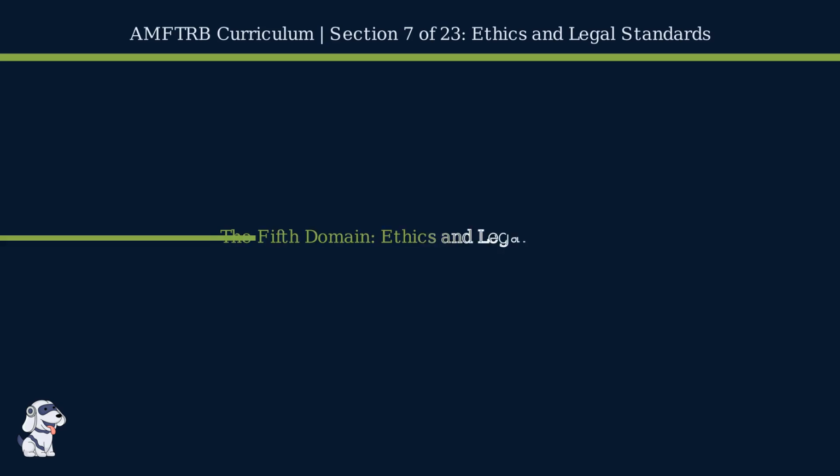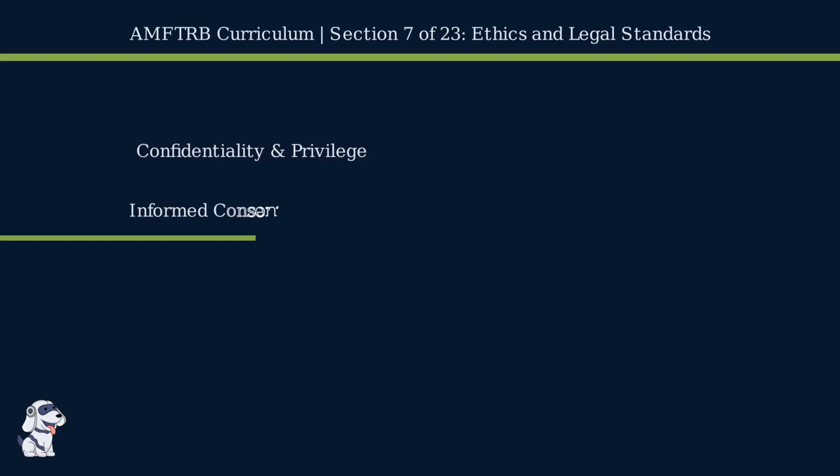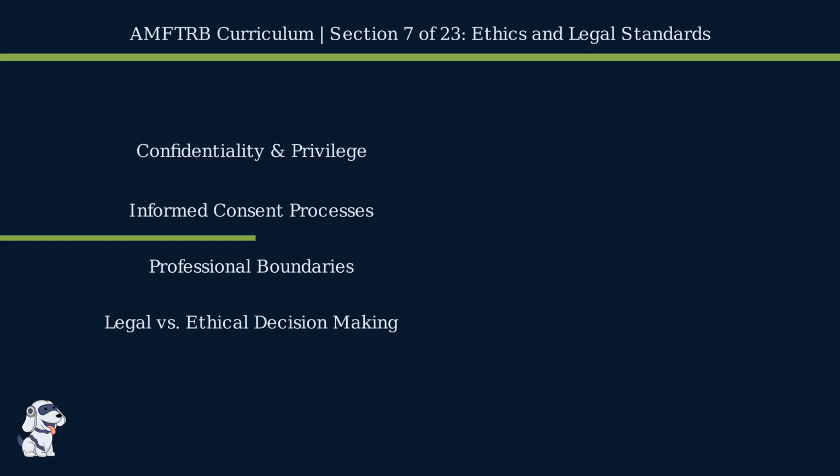Welcome to the fifth domain of the AMFTRB exam, ethics and legal standards. This section is vital for your licensure, as it defines the boundaries of professional practice. This domain covers 4 core pillars: maintaining confidentiality, executing clear informed consent, managing professional boundaries, and navigating the nuances between legal requirements and ethical responsibilities.